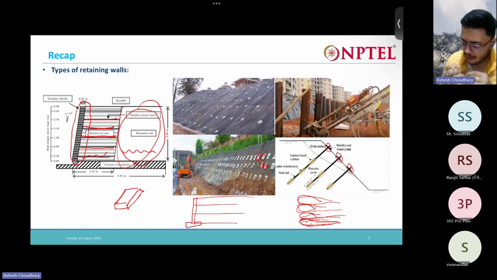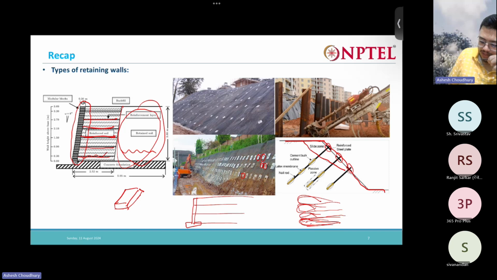How does it resist the failure of the slope? So you can see here, we have a slope, and say this is the failure zone of the slope. If you do the slip circle analysis, you will see that this is the failure surface. So the slope will tend to slide out along this surface.